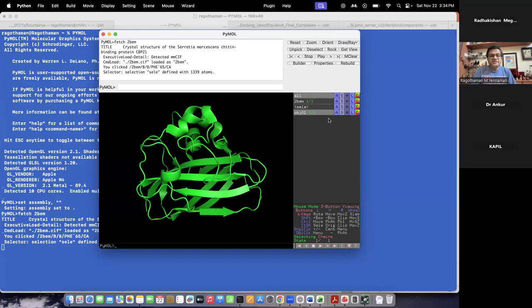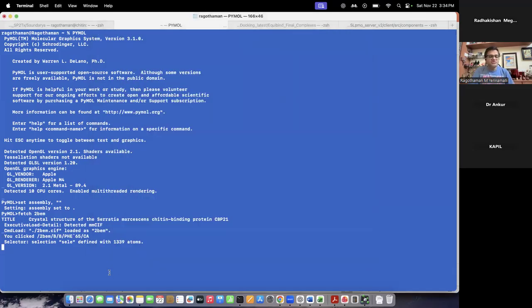How do we know which particular regions of the protein are highly rigid or highly mobile? The easiest way is to look at the B factor column in the protein structure.